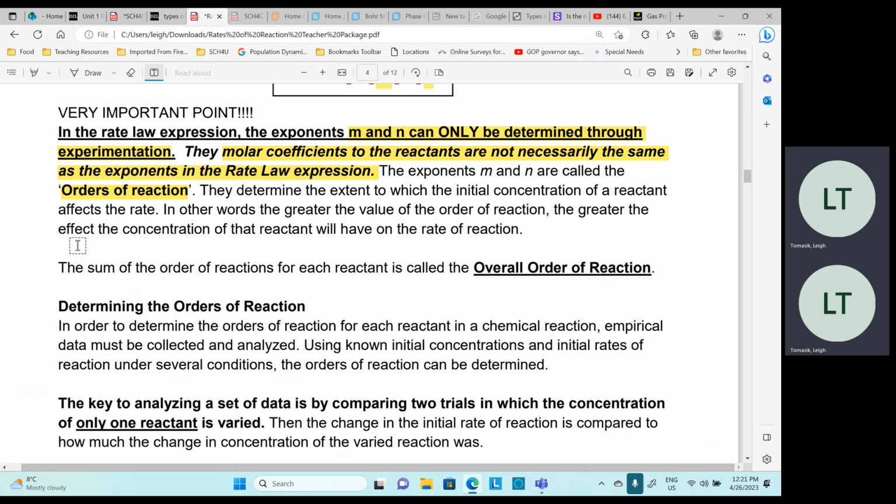So, bigger exponent, bigger change in rate for that reactant. The sum of the orders of reaction is called the overall order of the reaction. So to get the overall order of the reaction, add all of the exponents together.